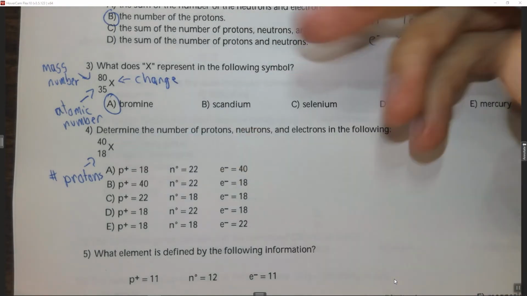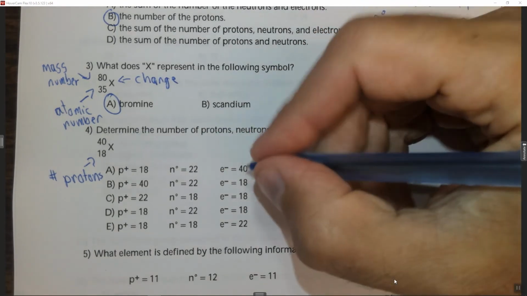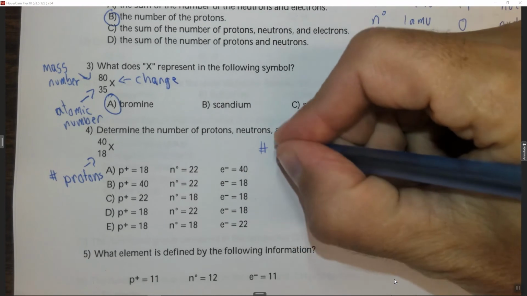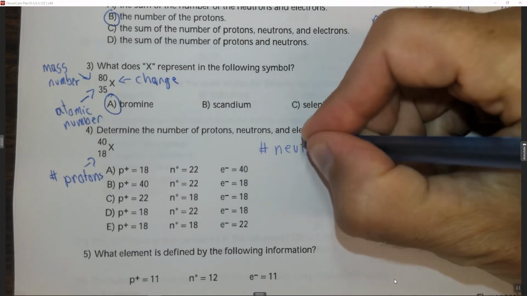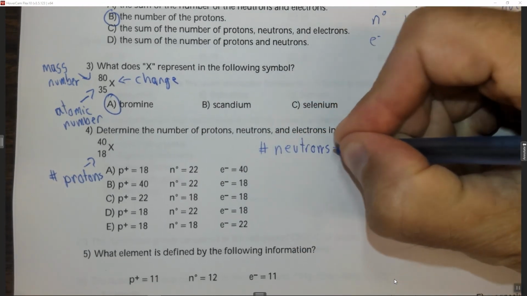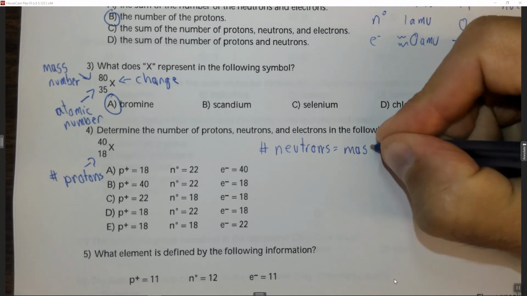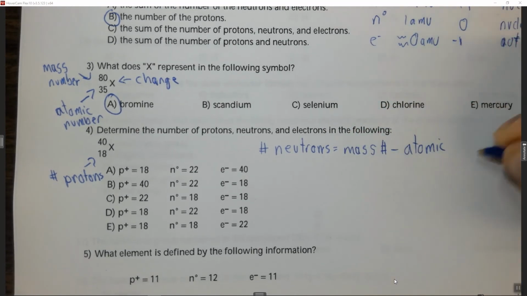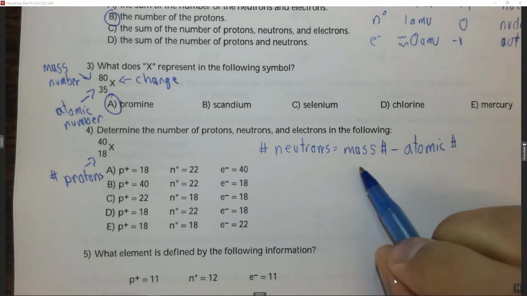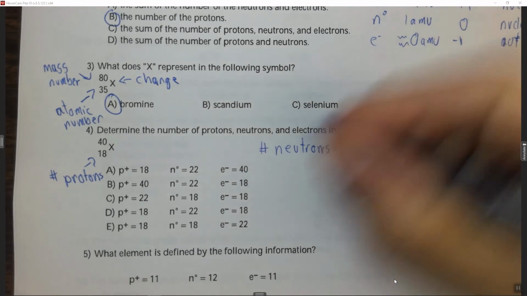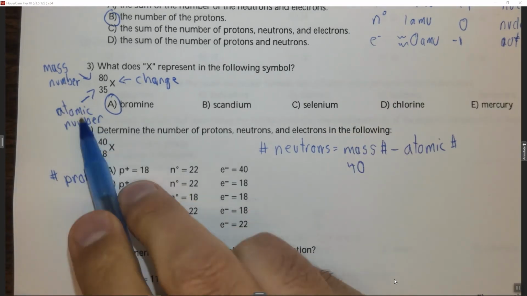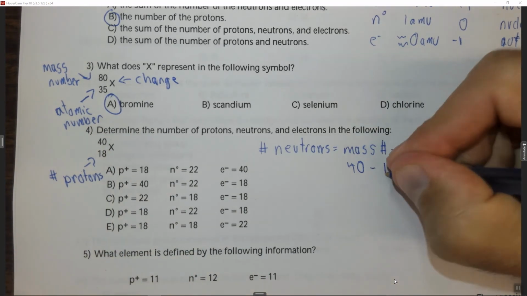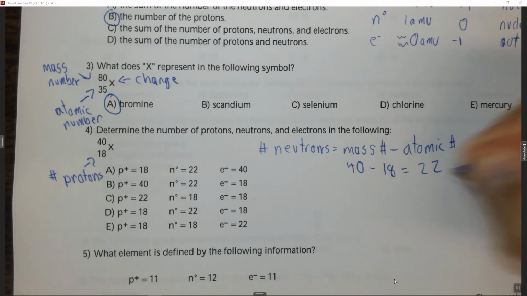And the mass number is telling us the number of protons and neutrons. Said another way, the number of neutrons equals the mass number minus the atomic number, and the atomic number is the number of protons. So in this case, the mass number is 40. The mass number is written up here, as you can see here, where I explain the nomenclature, minus the atomic number, 18, which is equal to 22.